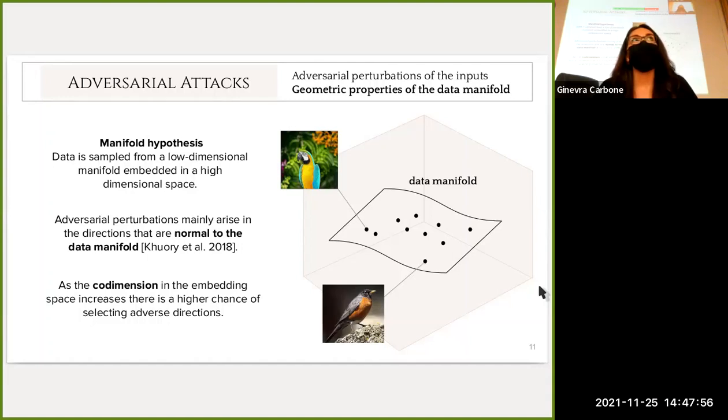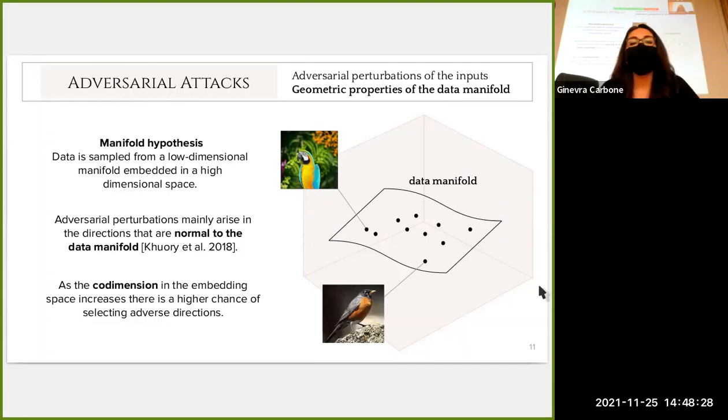And this is because, let's say, we suppose that the minimum number of dimensions which is required to represent this data without losing any information is much lower than the original dimension. So this is the main assumption we are making. And another thing that we know is that adversarial perturbations usually are found in the directions which are normal to the data manifold. And this has been observed experimentally in multiple works.